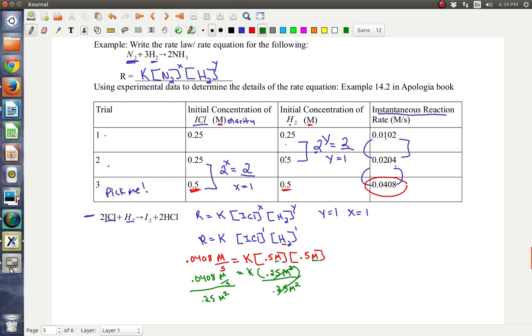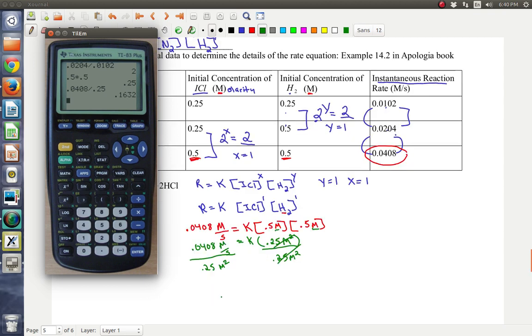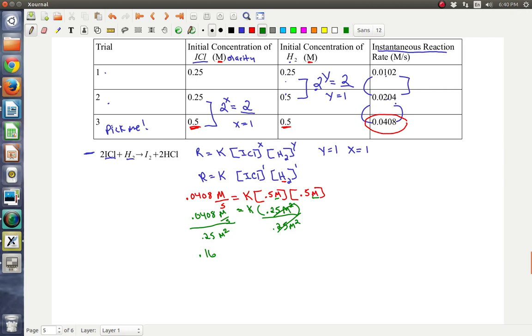So let's pull my calculator back up. 0.0408 divided by 0.25. I get 0.1632, and we need two significant figures because 0.25 has two sig figs. So 0.16 is all I need down here. 0.16. Now that takes care of this portion.